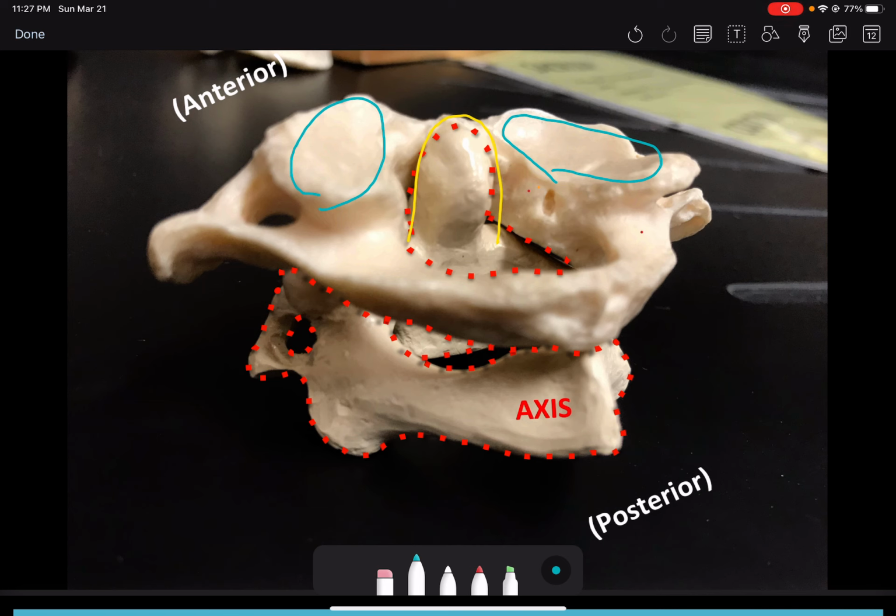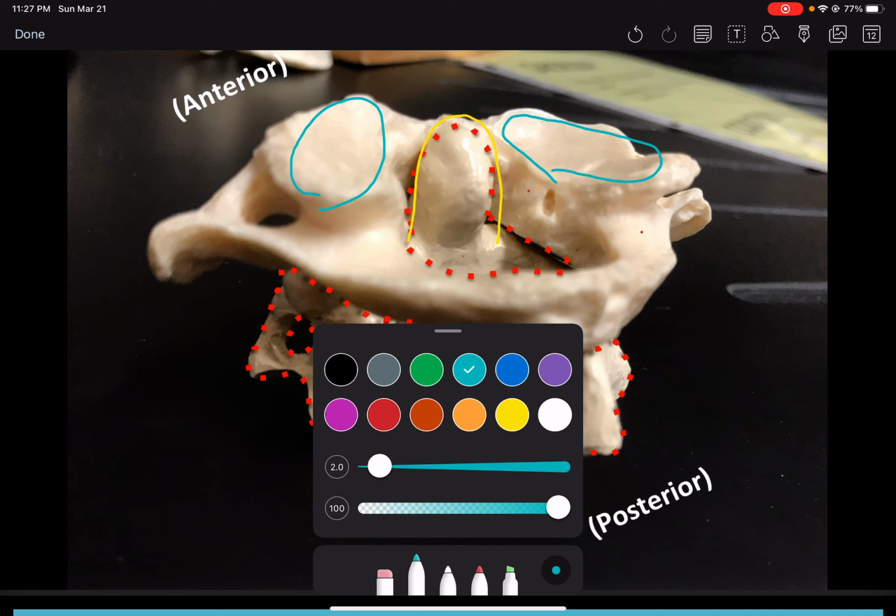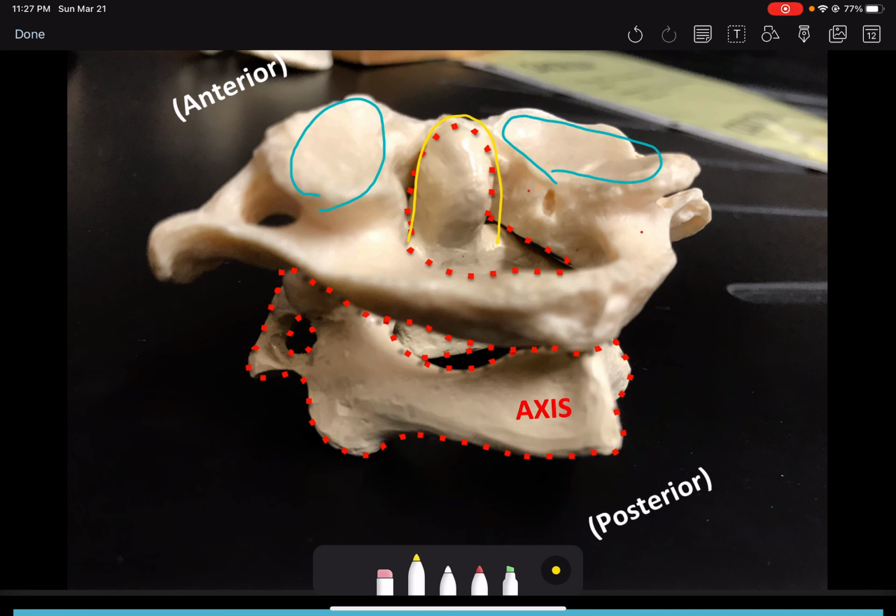Now, what happens further is the atlas can swivel back and forth upon the axis's dens process as kind of a pivot point. So basically this atlas can move this way and then this way using this dens process as a swivel point. And essentially its little tiny body just loops right around that axis and acts like a hook that surrounds it. So amazingly, the atlas's articulation with the axis is going to allow you to say no, to swivel your head back and forth.